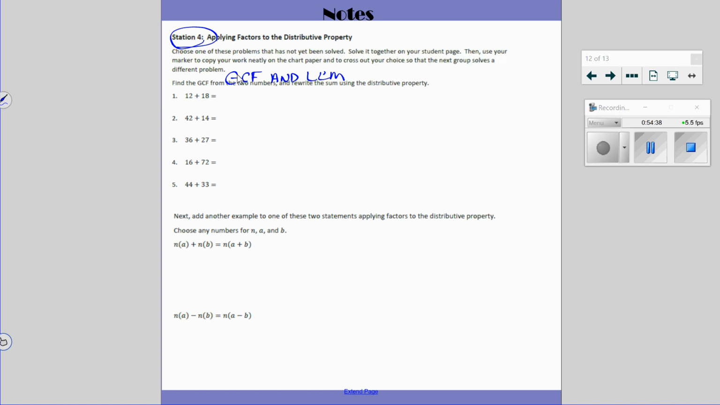Okay? So ignore the plus signs, those don't matter. All you're doing is using these 2 numbers. So for number 1, I find GCF and LCM for 12 and 18. Does that make sense? For number 2, I'm finding the GCF and LCM for 42 and 14.